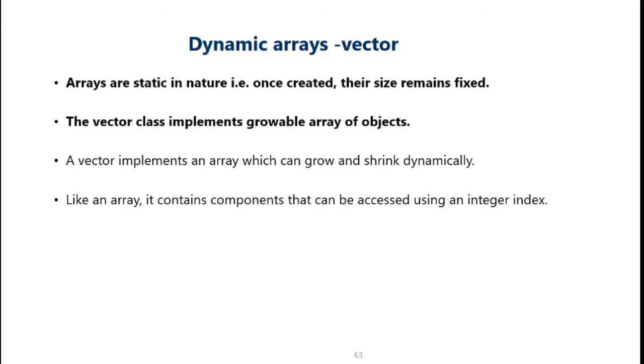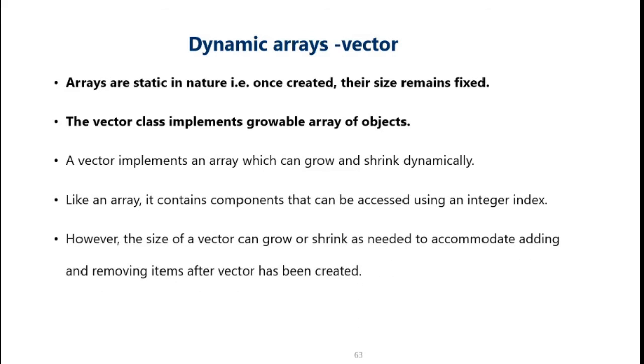Like an array, it contains components that can be accessed using an integer index. Like in an array, we have a subscript or index for accessing the elements. In the same way, in vectors also we can make use of an integer index for accessing the components which are stored in the vector. The size of a vector can grow or shrink as needed to accommodate adding and removing items after the vector has been created.